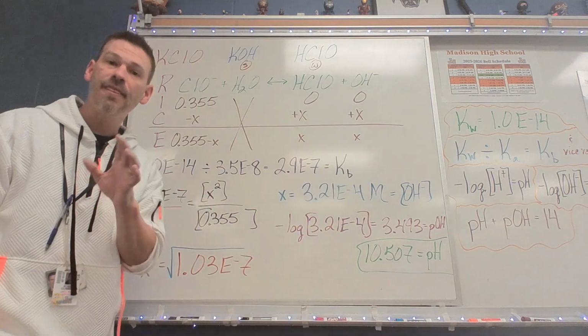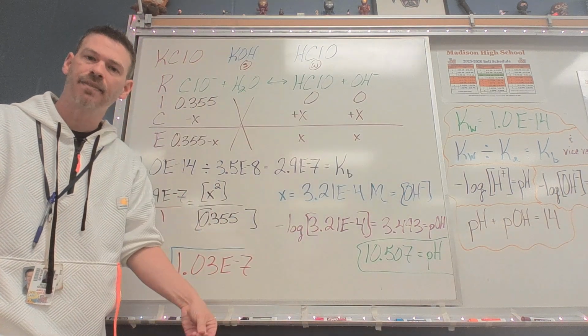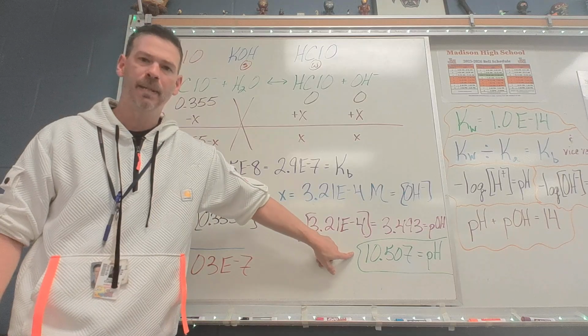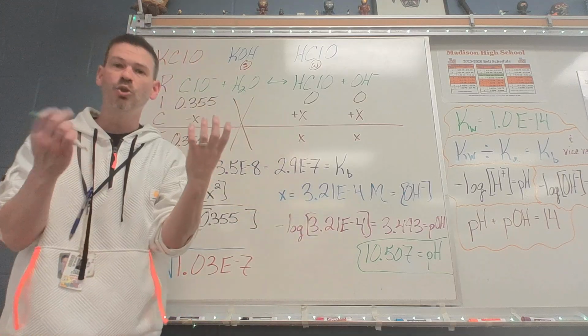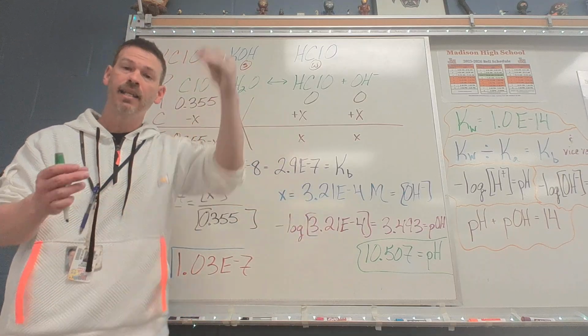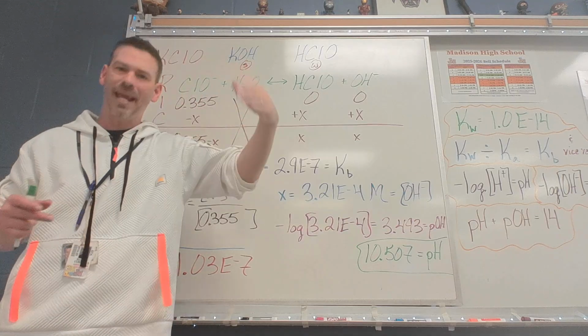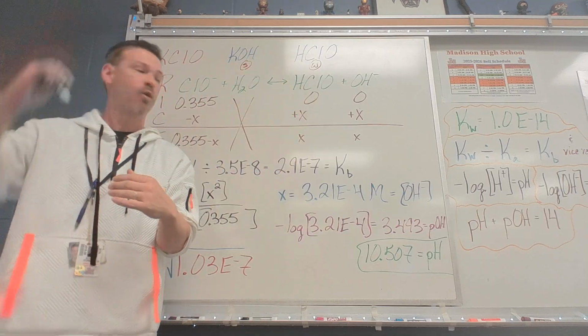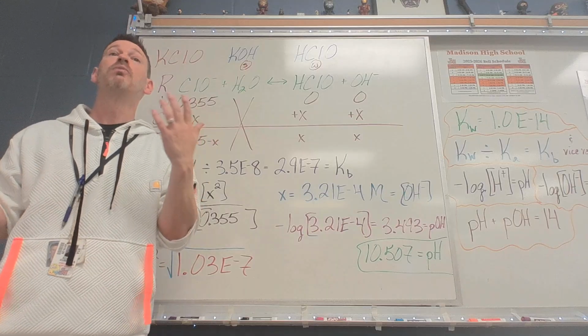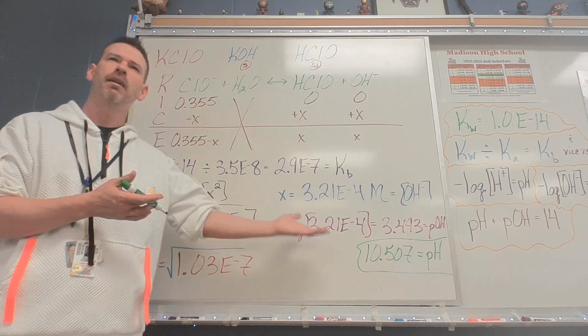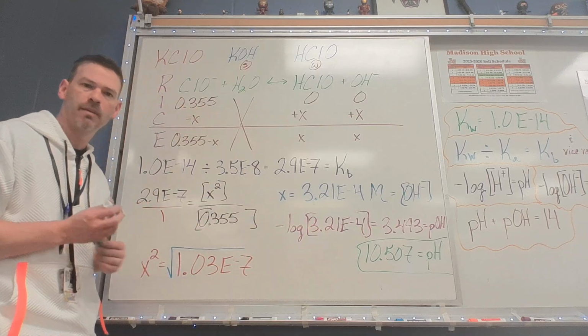And you'll notice that this one is more basic than the last one, right? If you compare that pH. So those two salts that we just analyzed, both of them had strong basic parents, so they both made the pH rise. One of those salts was more basic than the other, right? Based on that resulting pH.